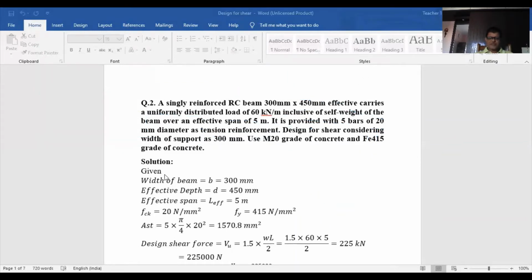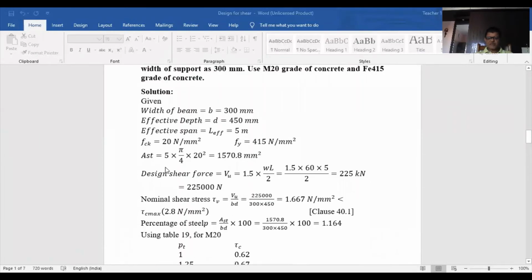Now let us go to the problem. Now you can see width of beam is given, effective depth is given. All the data like the previous problem, you find out all the data that is given. Then area of the steel, 5 number bars of 20 diameter. Then design shear force is equal to 1.5 WL by 2. As it is simply supported, the maximum shear force at the support will be WL by 2. W is given, and 1.5 is the partial load factor. So that is 225 kilonewton.